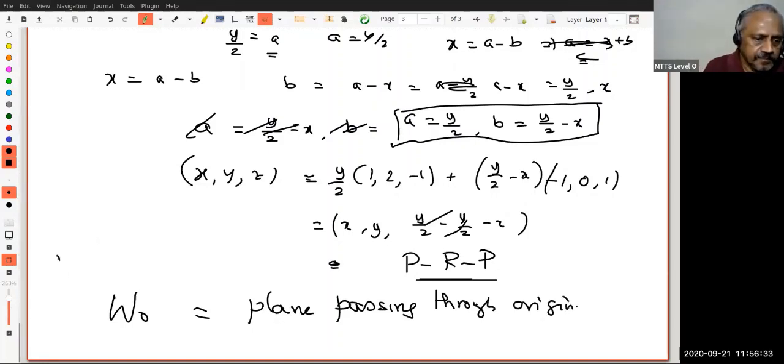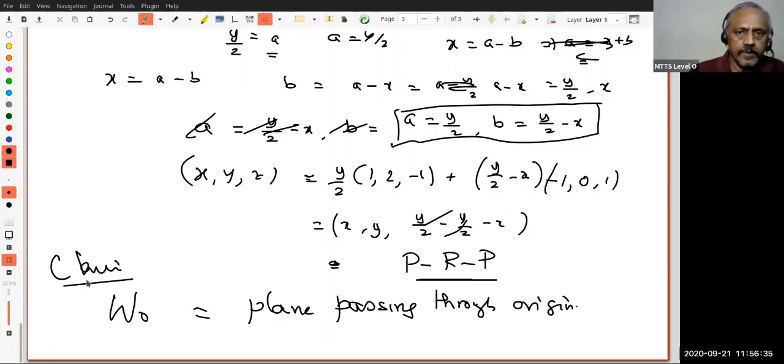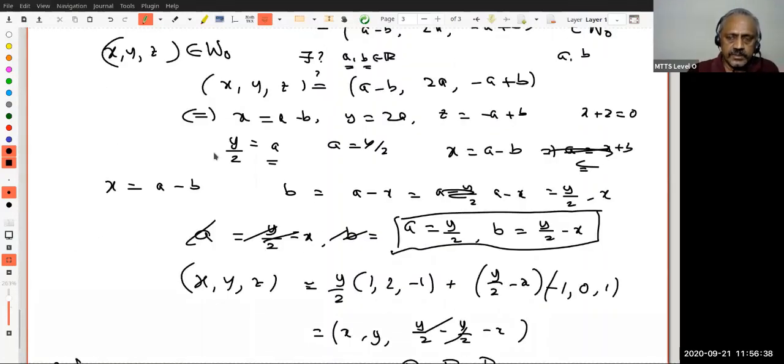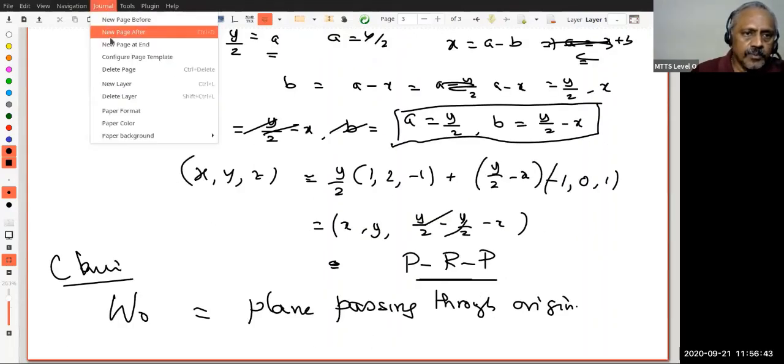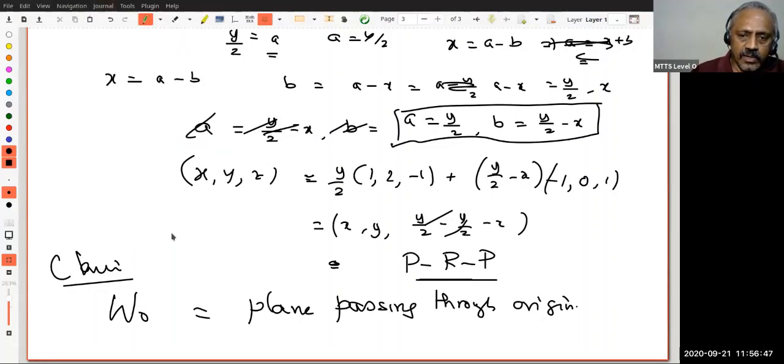This is the claim. You understand this? Okay. So how do I prove that? Why do I suspect this? Because I saw something very interesting here. What happened? x, y, z belong to that. That means this x must be equal to minus z. You understood that? So this means y can be anything, but x and z are related. Therefore, I suspect the plane should be x plus z equal to 0.